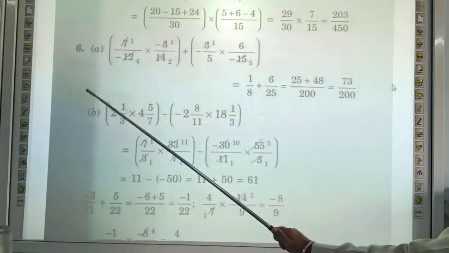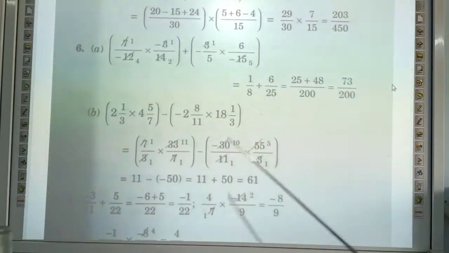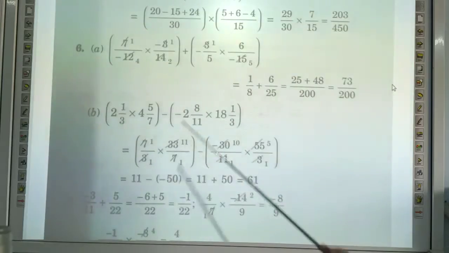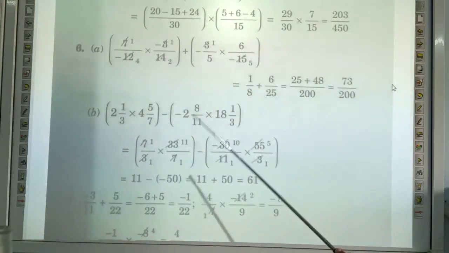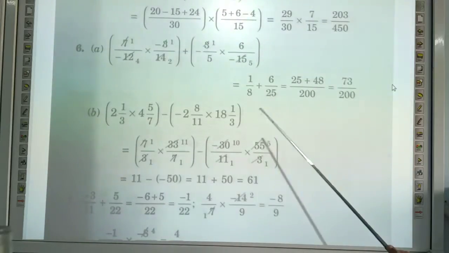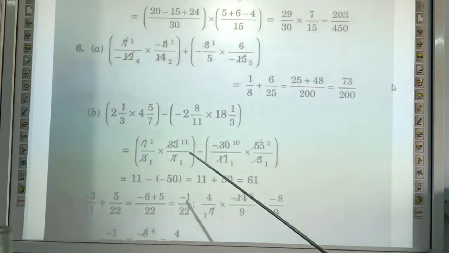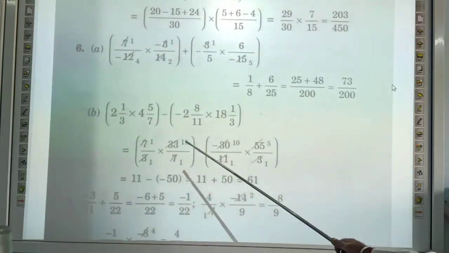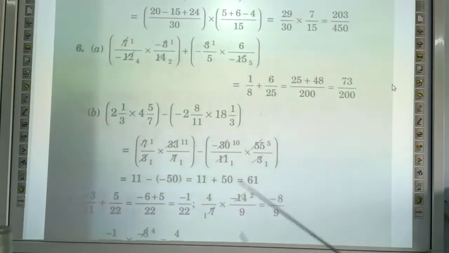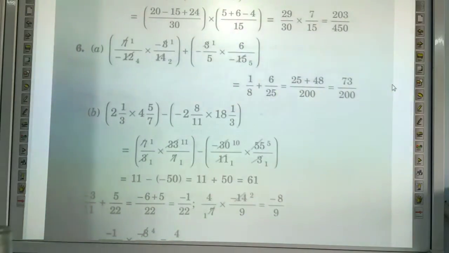7 4s are 28 plus 5, 33 upon 7. 11 2s are 22 plus 8, 30 upon 11. Denominator remains as it is. 18 3s are 54 plus 1, 55 upon 3. And then cancellation, 3 11s are 33, 7 7s directly get cancelled. We have only 11 for the first bracket.